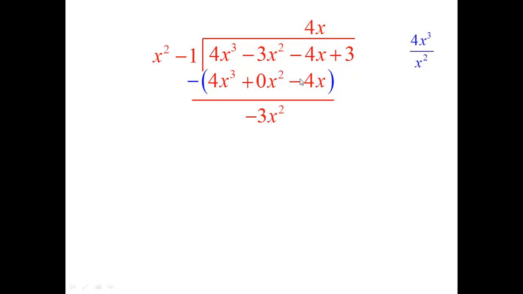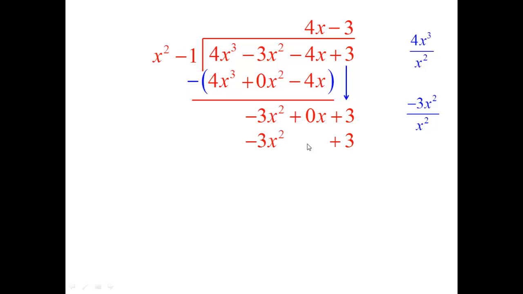Negative 4x minus negative 4x, well, that's going to cancel out. You're left with 0x. And then we'll go ahead and bring down the 3. So once again, x squared into negative 3x squared, well, that's easy. That's just going to be negative 3. So multiply and subtract. Negative 3 times x squared is negative 3x squared. Negative 3 times negative 1 is positive 3.